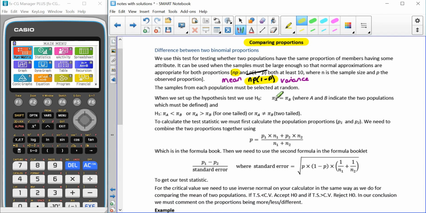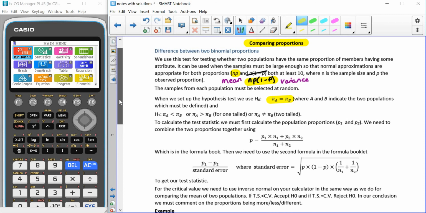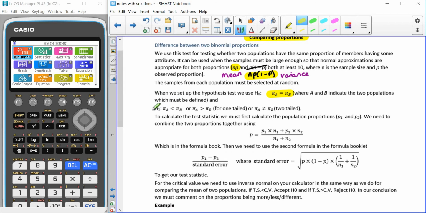When we write our hypothesis, our H0 is always going to be pi A equals pi B, which means that the population proportion of A is equal to the population proportion of B. Our H1 will be that pi A is less than pi B, or pi A is more than pi B if it's one-tailed, and pi A is not equal to pi B if it's two-tailed, meaning the population proportion of A is not equal to the population proportion of B.